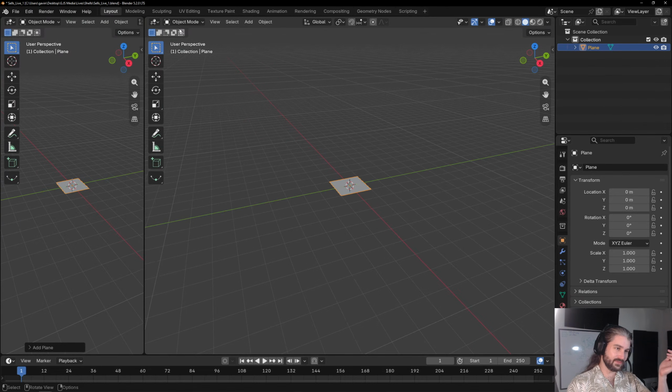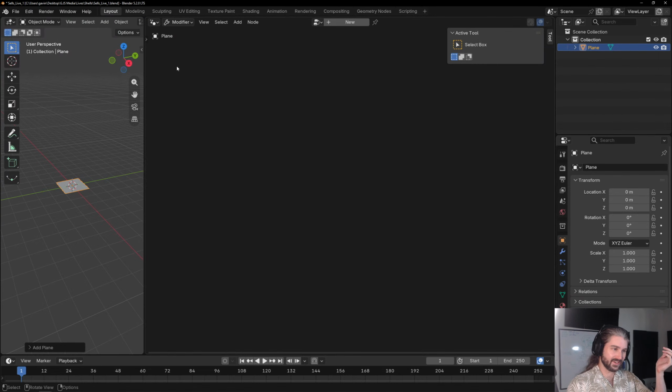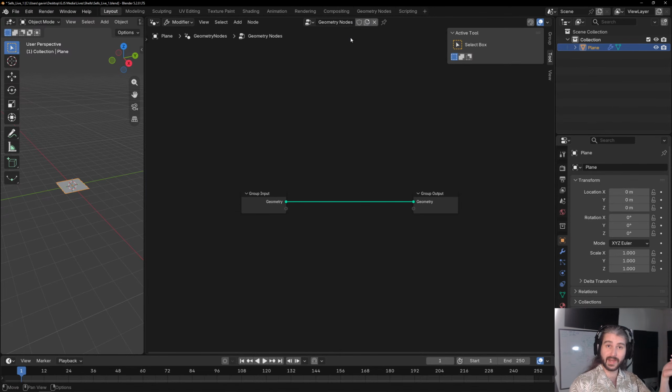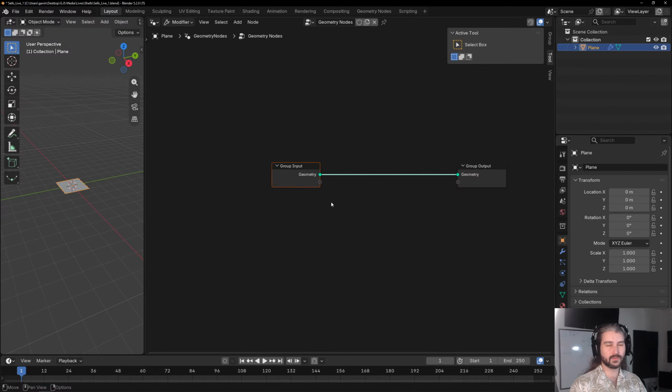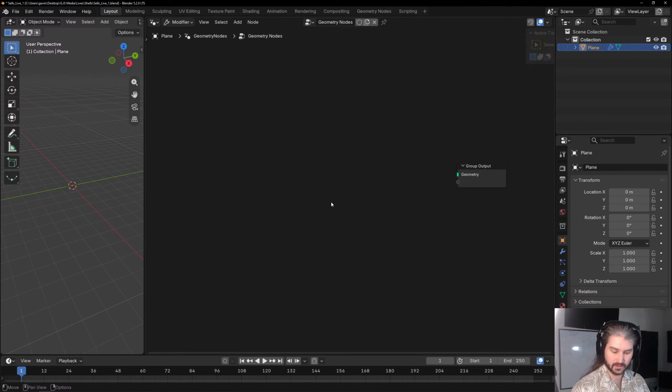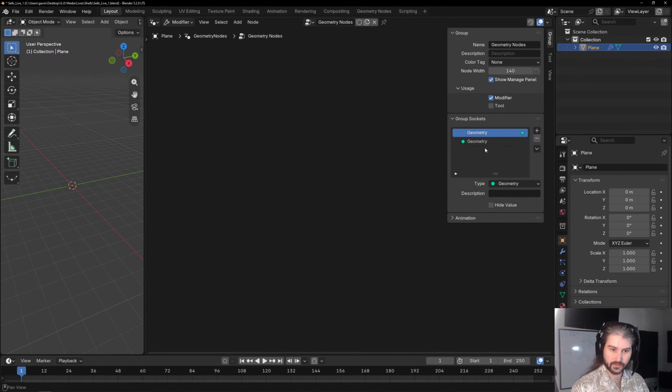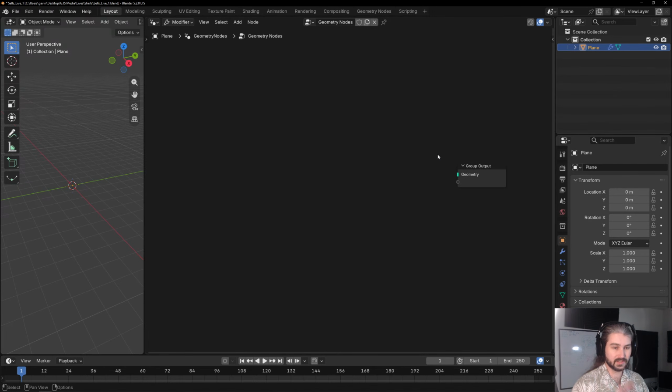But okay, so we've got our geometry to which to add some nodes. And what we're going to do is, for now, get rid of the group input. That's going to be important here later. Actually, in addition to getting rid of the group input, we're also going to get rid of the geometry input, because we don't need that. We need no geometry whatsoever. Instead, what we need is a curve line.